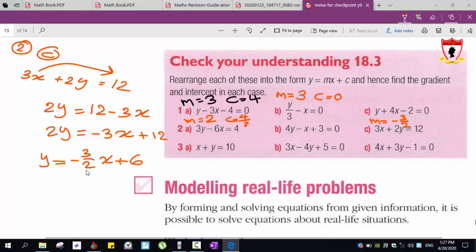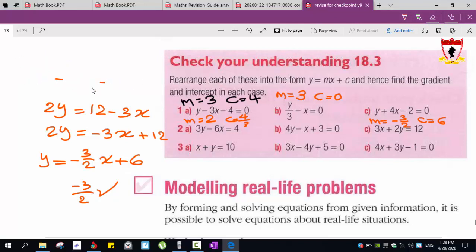Can we write negative 3 over 2 like this? Yes, we can. It's okay. They are equivalent. And c is equal to 6. Question 3a is your task, because part A is the easiest in question 3. And let's do part B and C.